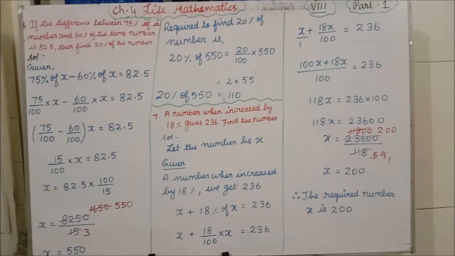That number we don't know. So we have to take it as x. 75% of a number, of that number we don't know, I have written as x. They were saying in the question "difference." Difference means we have to subtract. So I have written in between a minus symbol, of 60% of the same number.